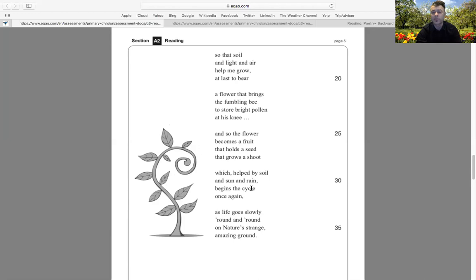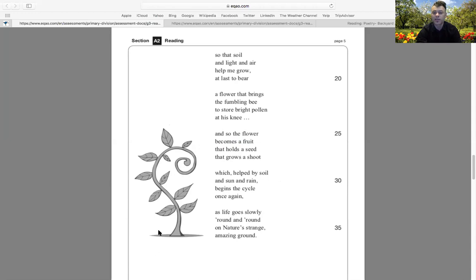and now it flowers. And it seems like here there's almost a POV change. It goes from first person narrative to third person. And so the flower becomes a fruit that holds a seed that grows a shoot, which helped by soil and sun and rain begins the cycle once again as life goes slowly round and round on nature's strange, amazing ground.